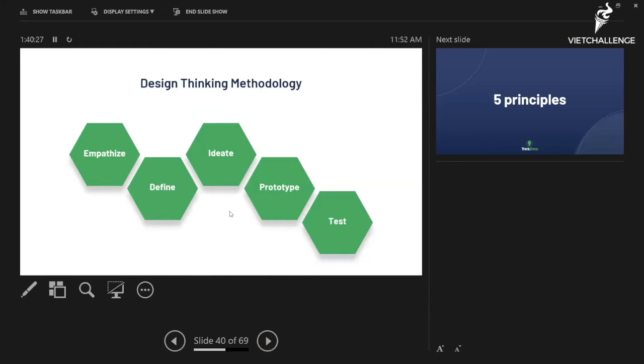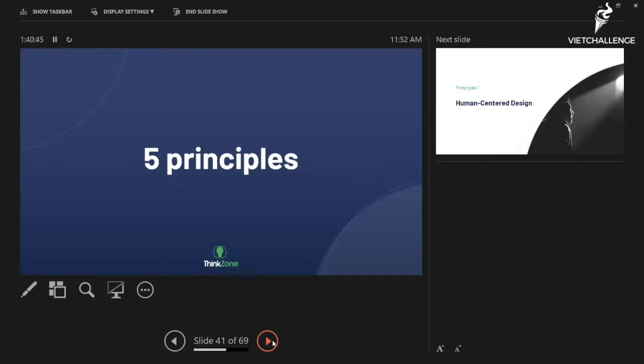So now comes a little bit of a theoretical part of design thinking. I think we're going to be a little bit over time. I hope you're okay because we started late, because you were late. So I want to share with you a few things about design thinking and give you some concrete examples as well. So, five key principles of design thinking.